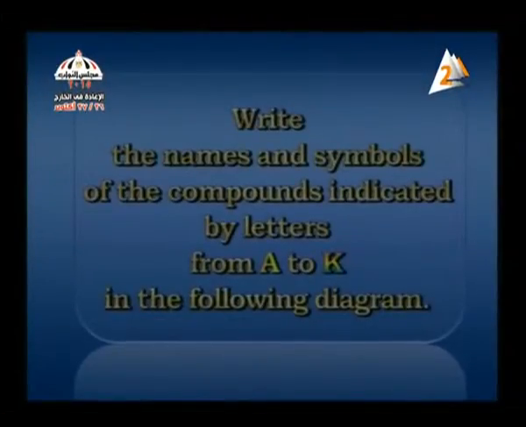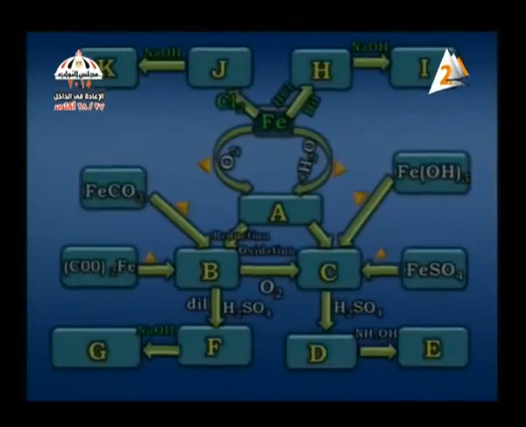The first type of questions today is: write the names and symbols of the compounds indicated by letters from A to K in the following diagram. As shown on the diagram here, we have letters from A to K. We have to follow the arrows in order to predict these compounds. As shown on the screen, we started with iron.